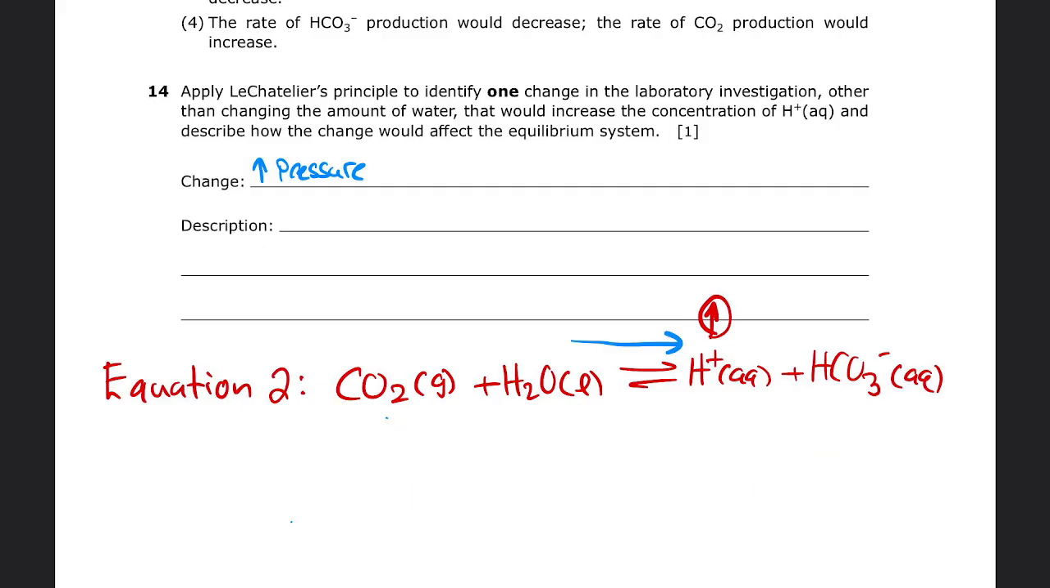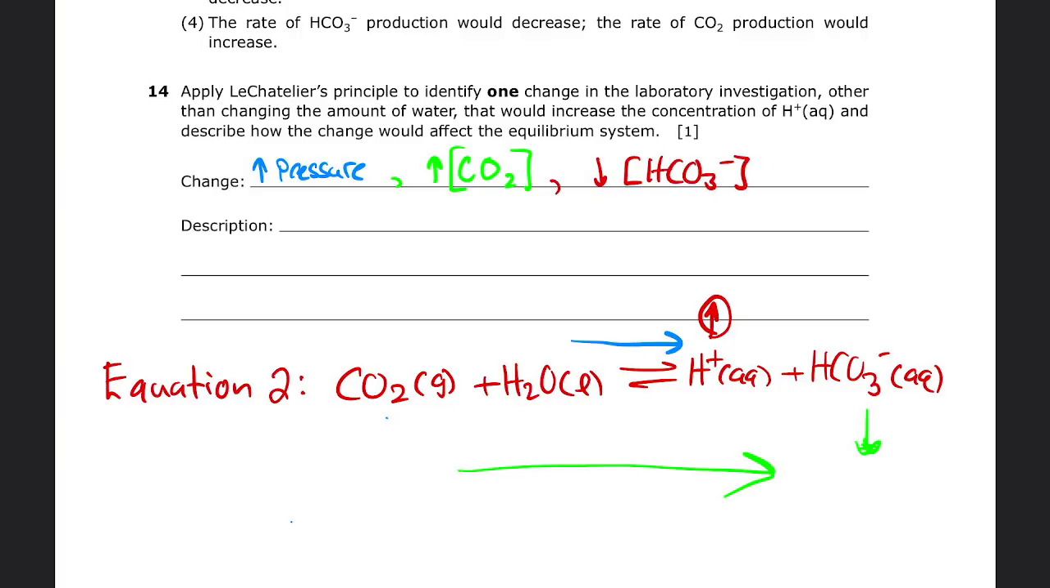You could also increase the amount of CO2. Right? If you increase the amount of CO2, then the system is going to shift to the right to use up some of that CO2. So that was the second accepted answer. Then the third accepted answer would be that we could decrease the amount of HCO3 minus, because if we decrease that product, then the reaction is going to shift forward to create more of it. Right, so your description of the change just has to represent one of those with Le Chatelier's principle.